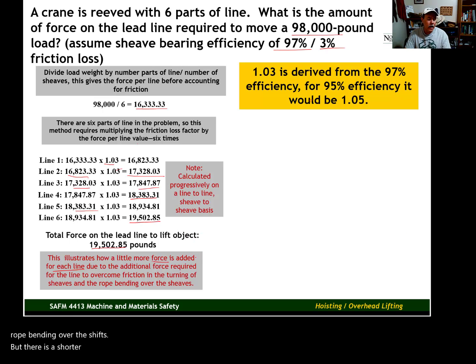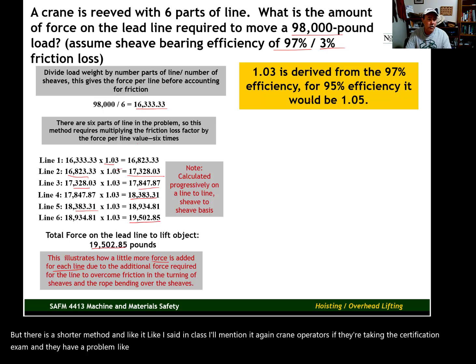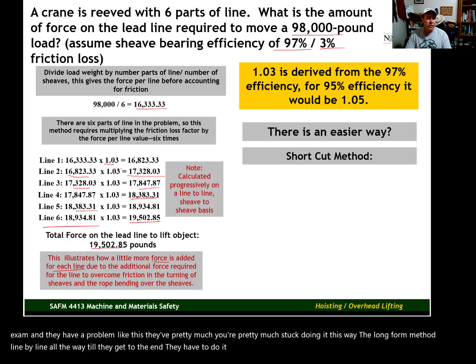And like I said in class, I'll mention it again, crane operators, if they're taking the certification exam and they have a problem like this, they are pretty much stuck doing it this way, the long form method, where line by line all the way till they get to the end. They have to do it this way because they're not allowed to use a calculator that will do exponents.